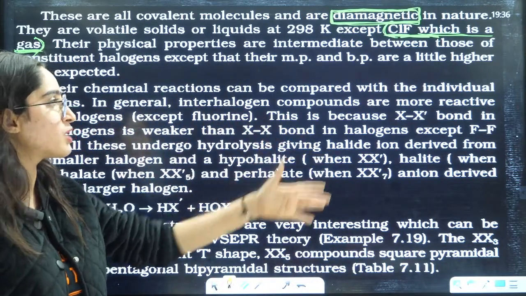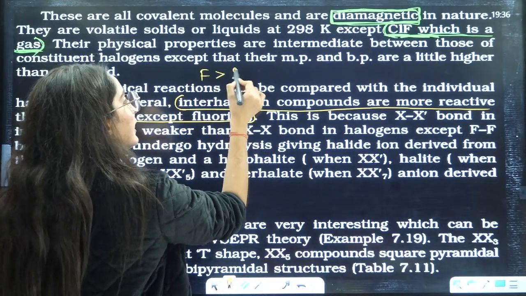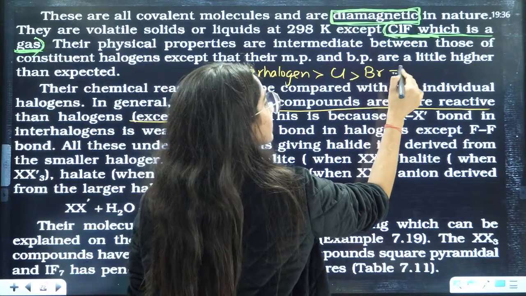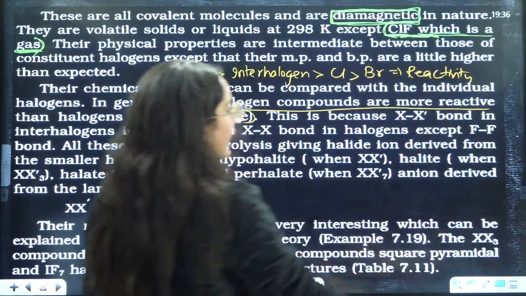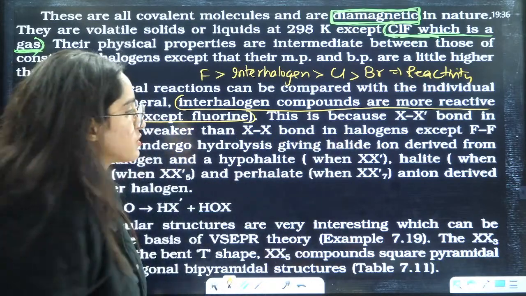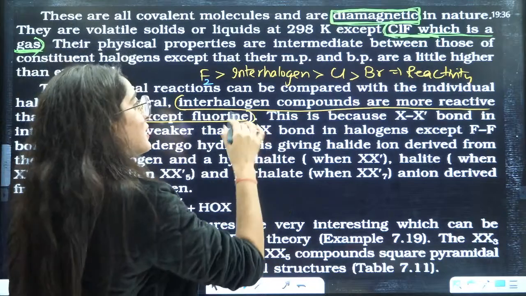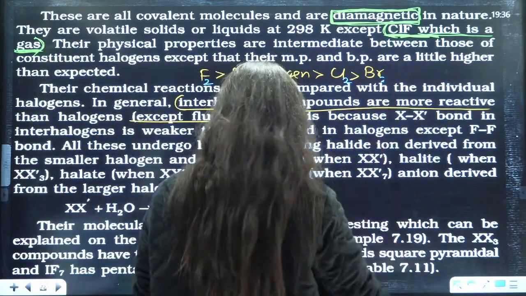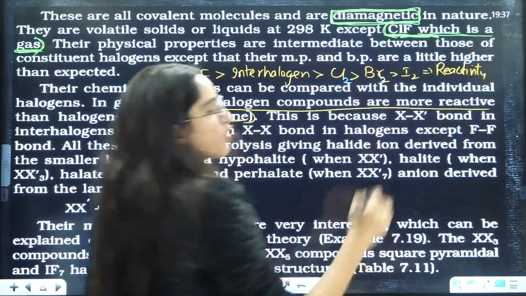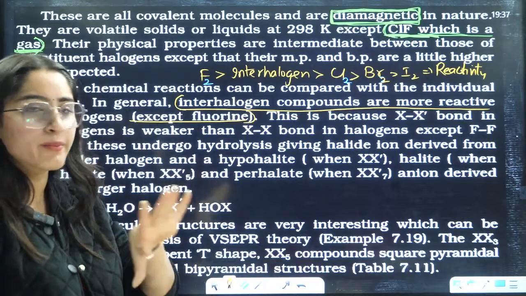In general, interhalogen compounds are more reactive than halogens, except for fluorine. That means first you will have fluorine, then interhalogen, in reactivity I am telling, then chlorine, then bromine. This is the reactivity. This is because the X-X' bond in interhalogens is weaker than the X-X bond in halogens. Fluorine easily reacts, it is very explosive. Then you have interhalogen, then chlorine, bromine, and iodine also. It is because of the bond lengths. In interhalogen compounds, the bond is not as strong as in fluorine.